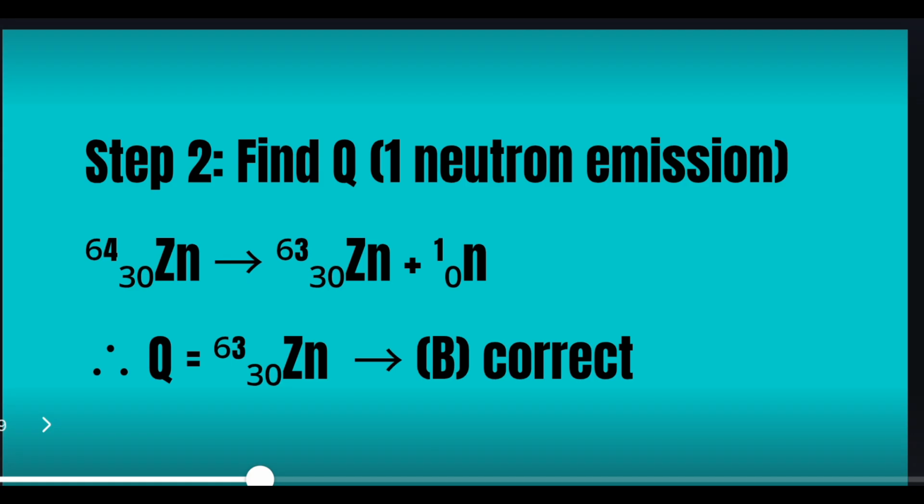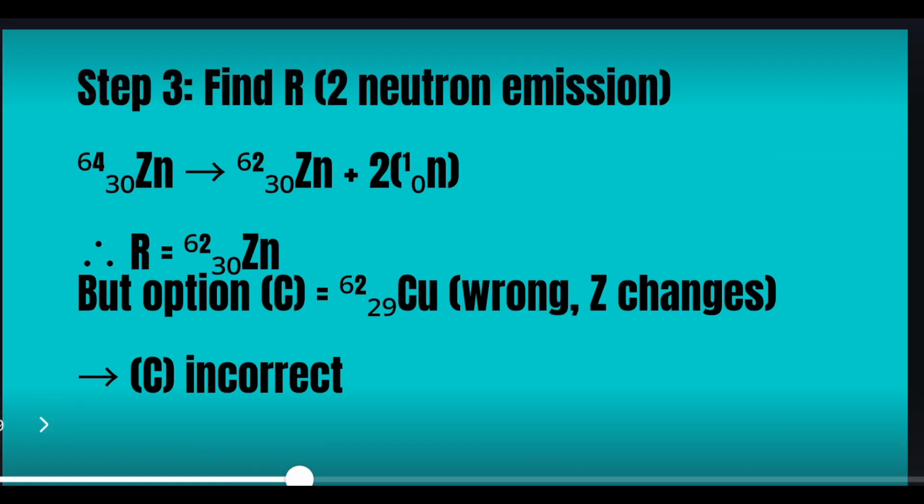In step 2, find Q. Here 1 neutron emission is given. See, Zn 30, 64 gives rise to Zn 30, 63 plus n 1, 0. Therefore, Q is equal to Zn 30, 63. So option B is the correct one. And next move to step 3. Here you have to find out R.